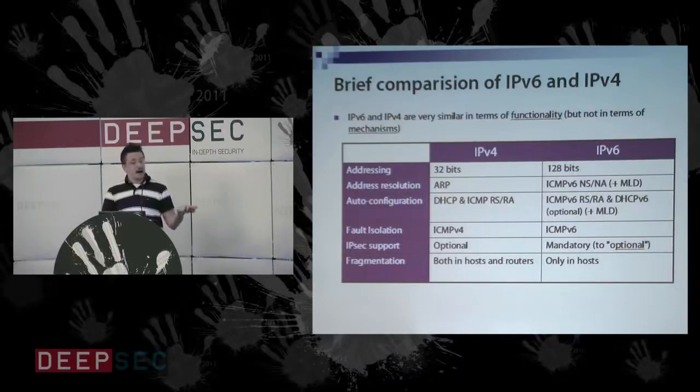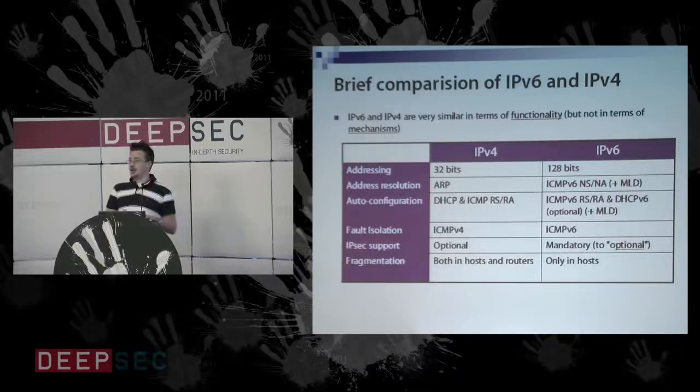Then in IPv4, IPsec support is optional, which means that according to the protocol specifications, an IPv4 implementation doesn't necessarily implement IPsec. In the case of IPv6, IPsec support is supposed to be mandatory, but the IETF is working right now to downgrade that requirement to optional, which means that in the future, it won't be mandatory to have an IPsec implementation in an IPv6 implementation. And finally, another aspect is that of fragmentation, which in IPv4 is performed both at hosts and routers, whereas in the case of IPv6 it is only performed at end systems, at hosts.